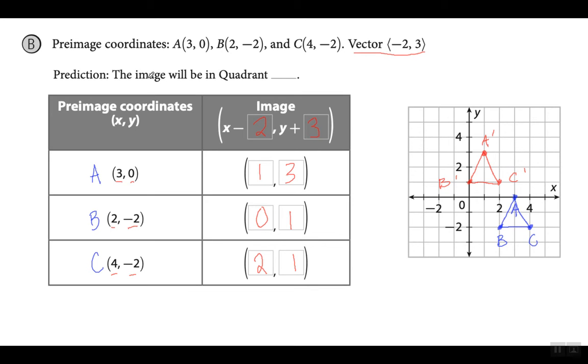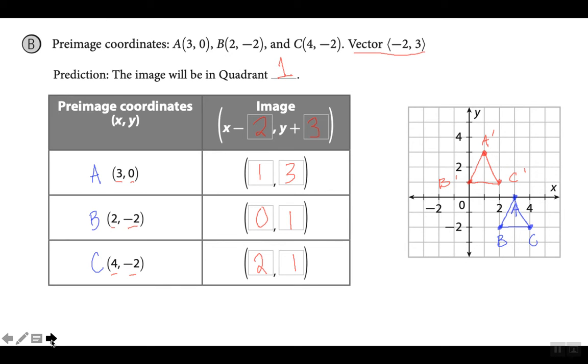And I have one more question here. It says the image will be in which quadrant. If you remember, I told you you could remember the quadrants by thinking about how you write the letter C. You start in the top right box, you go to the left, then down, and then to the right: 1, 2, 3, 4. So the image in this case is in quadrant 1.